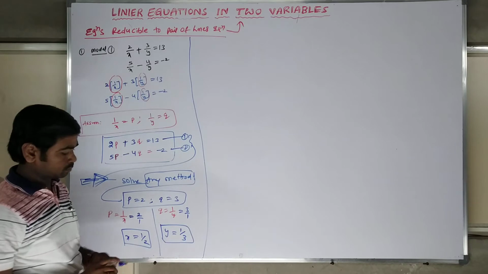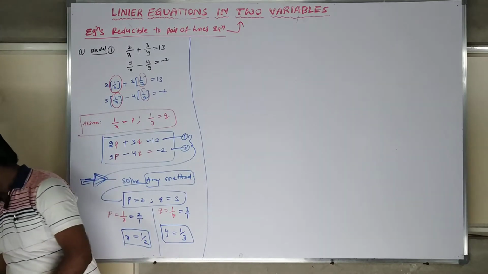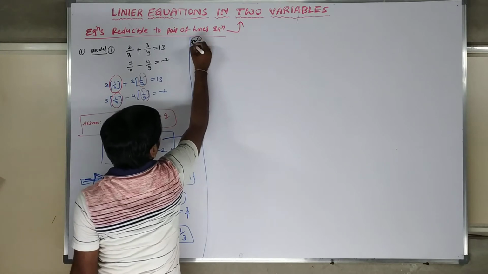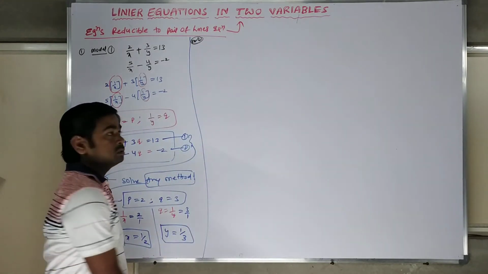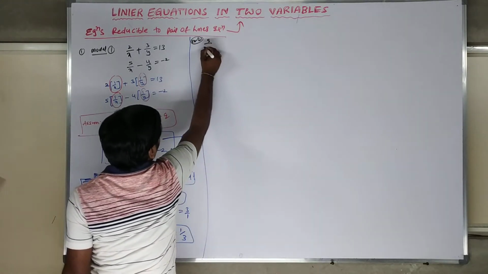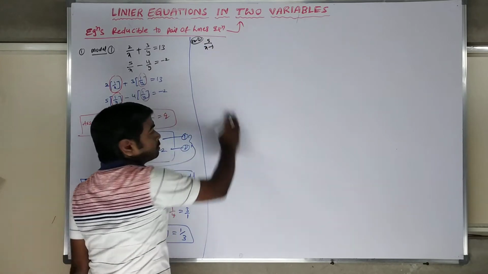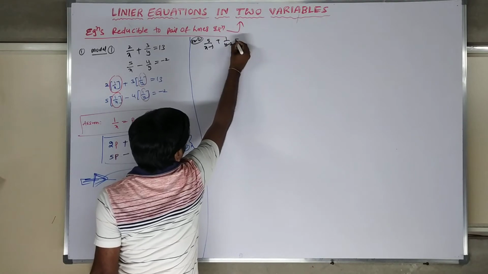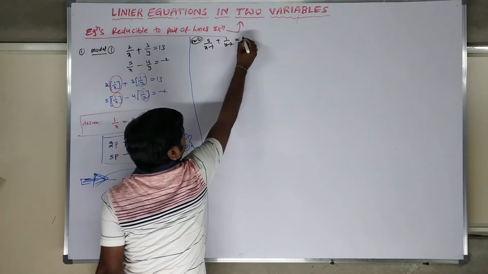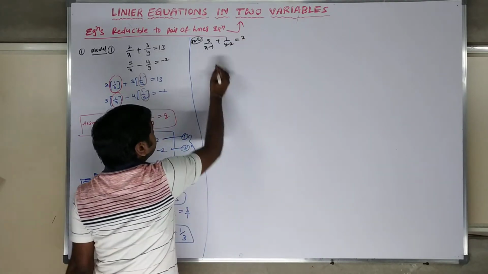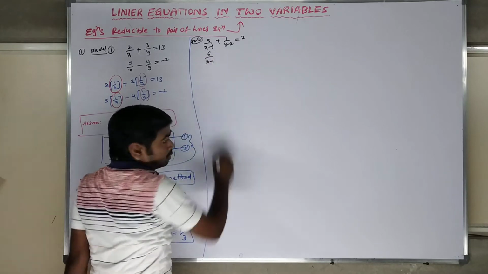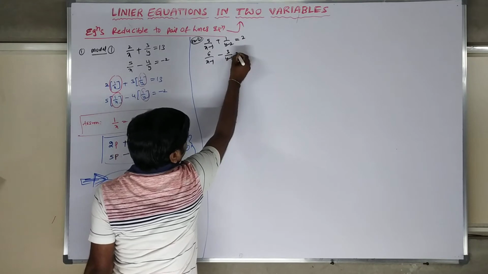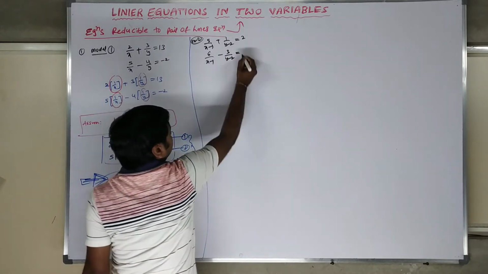Model 2. So directly I should go to model 2. So model 2 means how you are going to get the problem. Please tell me the questions. Model 2 is 5 by x minus 1 plus 1 by y minus 2 is equal to 2. Next question: 6 by x minus 1 minus 3 by y minus 2 is equal to 1.